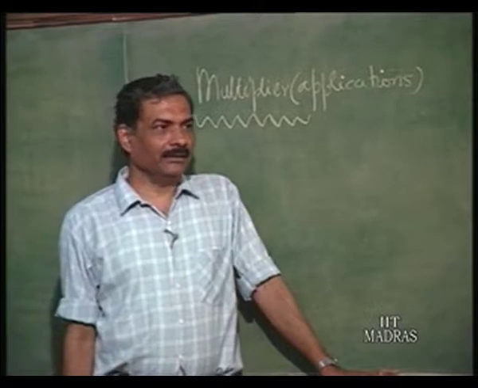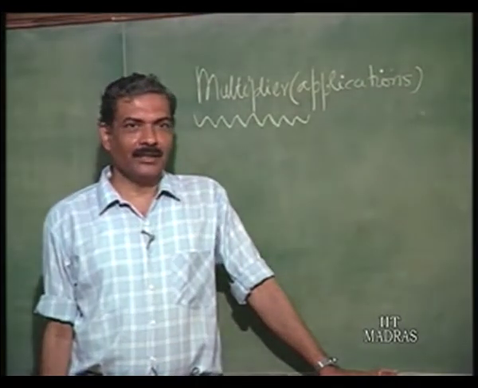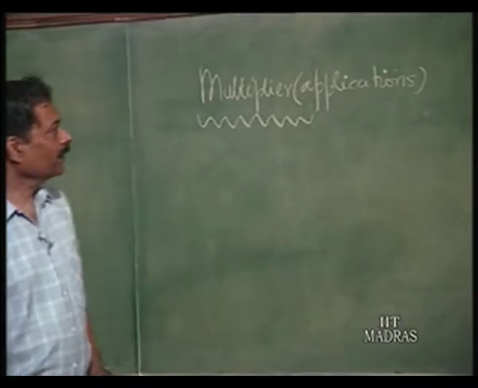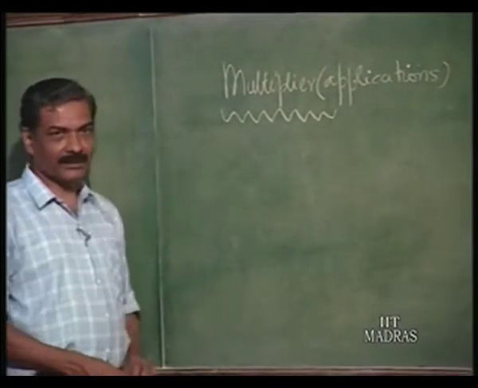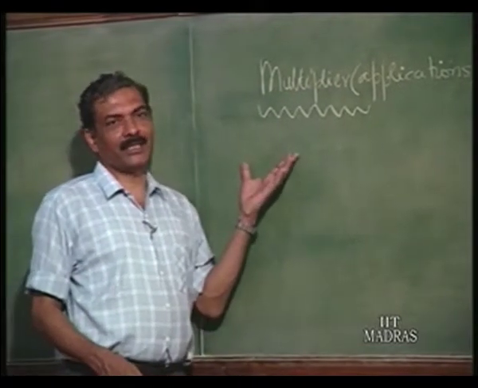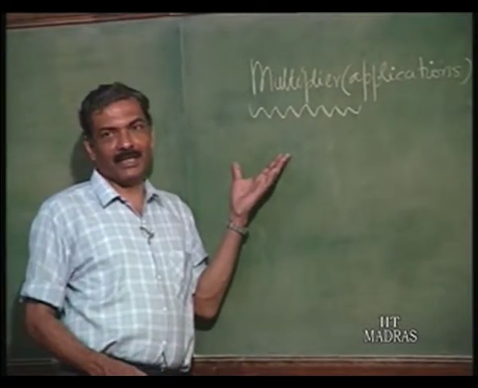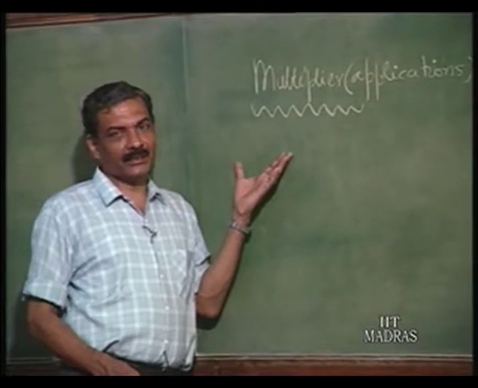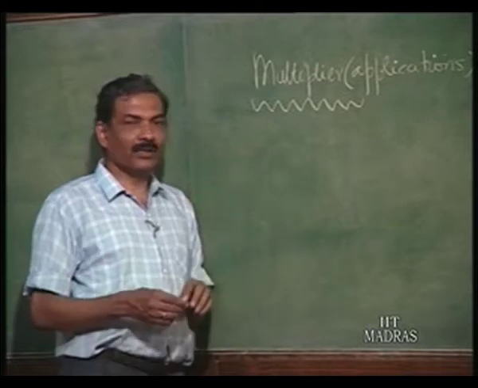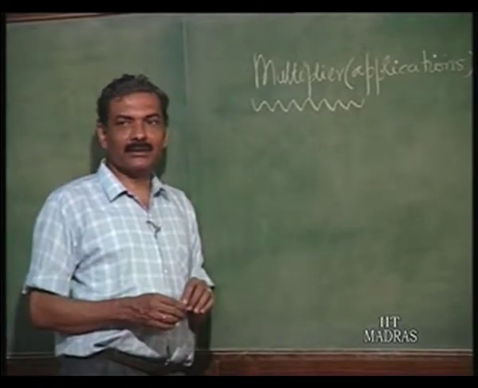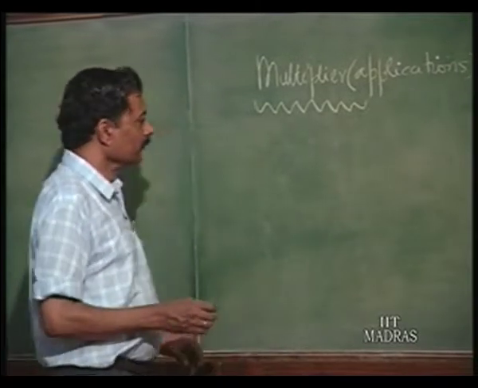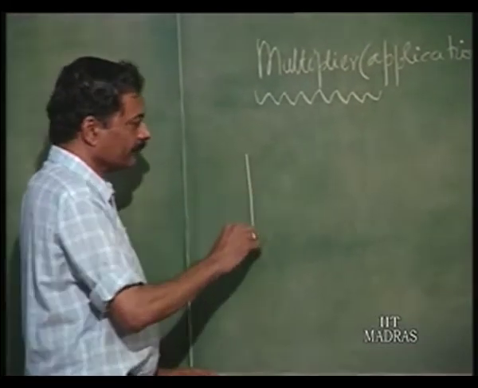Before we start discussing other types of multipliers, we can digress and go to applications. It is obvious that the transconductance type multiplier is the one which is used in a very large number of communication applications, and therefore, it is time that we discuss some applications and then go back to discussion of other types of multipliers.